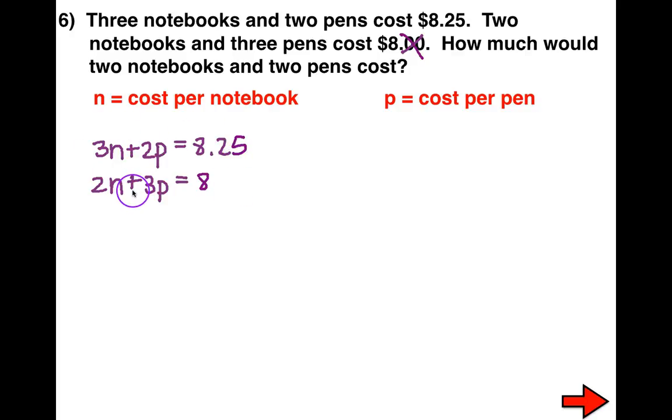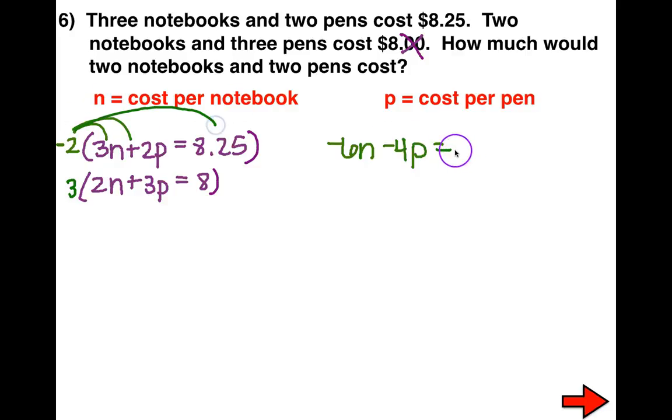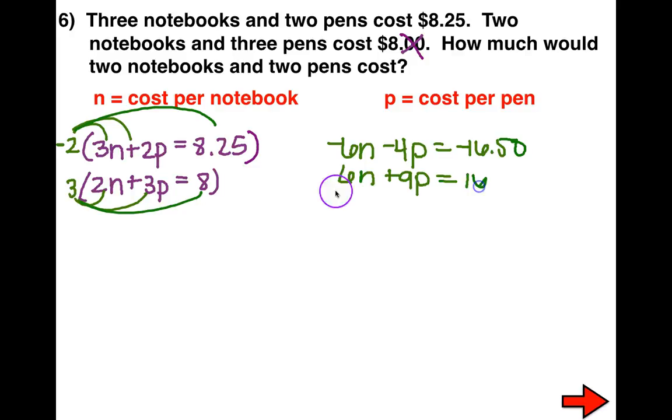Here I'm going to decide that elimination is probably going to be my best bet, so I'm going to go ahead and eliminate. In this case, it really doesn't matter if you eliminated the N's or the P's, they're about the same with difficulty, so I'll multiply this by 2 and this by 3. I'm going to make this one negative since both of them are the same sign. That's going to leave me with a negative 6N minus 4P equals negative 16.50. Same here, we're going to have 6N plus 9P equals 16. At this point, the N's cancel each other out, leaving me with, let's see, 5P.